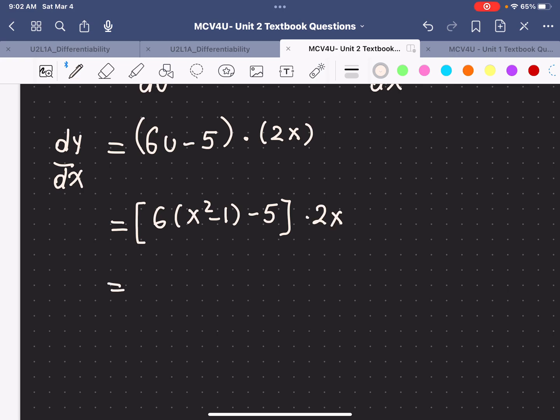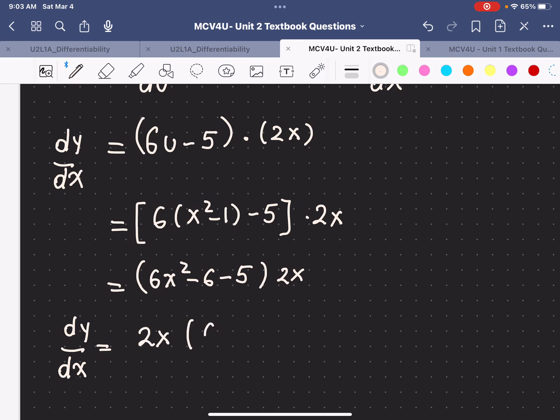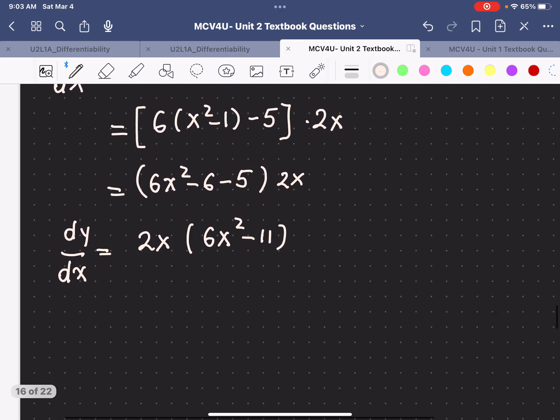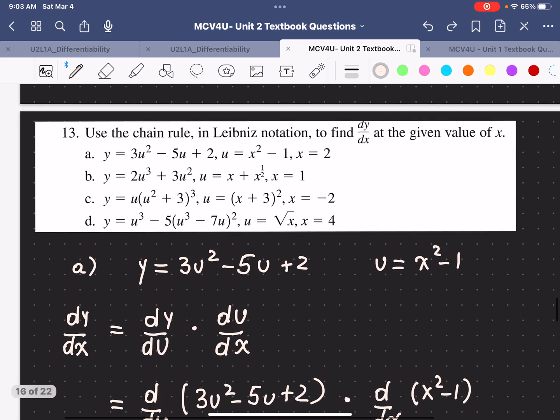Simplify some more, why not? We have 6x squared minus 6 minus 5 multiplied by 2x. So we'll say that dy/dx would equal, I'm going to bring 2x to the front since it is a monomial, and then 6x squared minus 11. So if we want to evaluate this derivative at x equals, let me double check again at what x value, x equals 2.